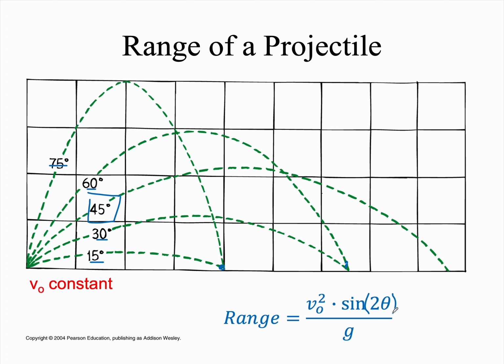The other big idea here is that complementary angles will give you the same range. They only give a few of them here, but for example, you could use 24 degrees and 66 degrees would have the same range. Why? They're complementary angles. They add up to 90.